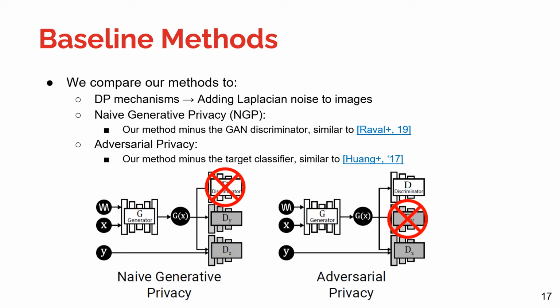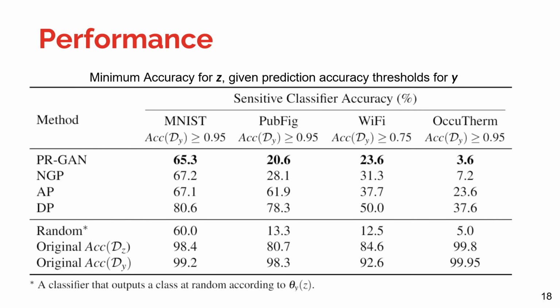And the third group, we also compare our method to differential privacy mechanisms such as the Laplacian mechanism and randomized response. You can see the result of our experiments across the 4 datasets here. For each of the datasets, we have set a minimum threshold of performance for dy, which is 95% across the 3 image datasets and 75% for the Wi-Fi dataset. And then we've tried to minimize the prediction accuracy for dz using the 4 methods, PRGAN and the 3 baselines. And at the bottom row, you can see what a random classifier could do given the prior knowledge that we had.